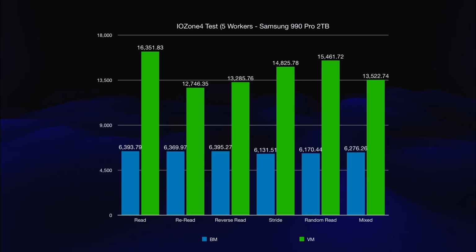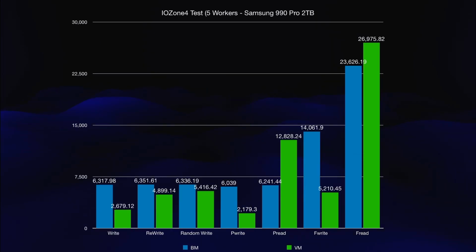However, on the 12th gen, this is using a Samsung 990 Pro. This is a 2 terabyte, and the reads are extremely fast. They just burn right through that versus the bare metal. So yes, reading on the virtual machine is much faster than the bare metal. The opposite, though, is happening on writes.